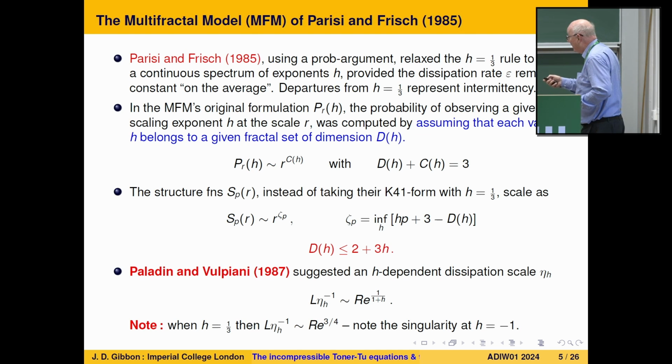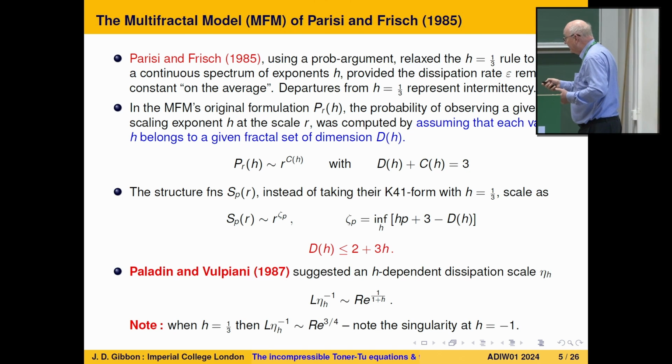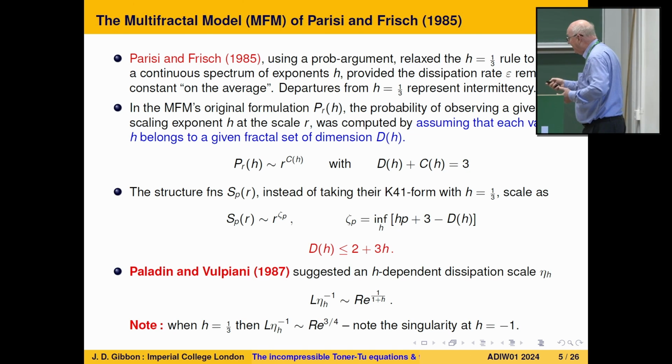And so P would run like this. So that's the codimension C. And then they do some mathematics and they invert a Legendre transformation, and they find that this zeta_p is this inf of this object here. And one finds therefore that D(h) is bounded by 2 plus 3h. So of course when h is a third, you're bounded by 3, which is the sort of full box dimension.